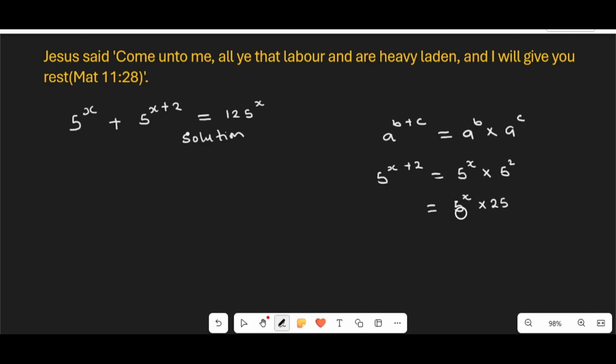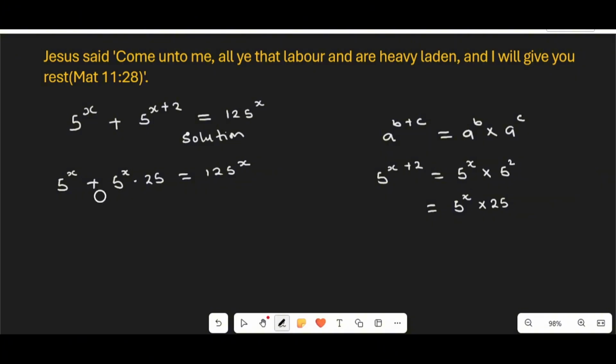So let us substitute 5 raised to power x multiplied by 25 for 5 raised to power x plus 2. So we are going to have 5 raised to power x plus 5 raised to power x multiplied by 25 equal to 125 raised to power x.